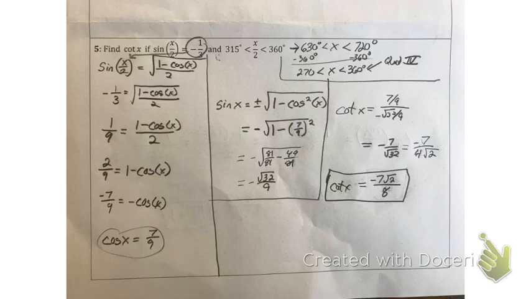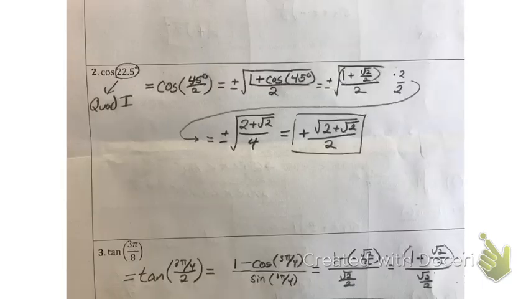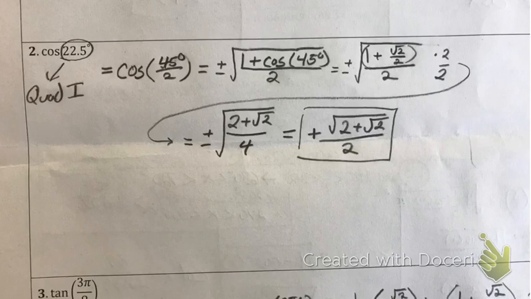Brian? Number 2. I just have a question about... yeah, I just don't know what I did wrong. Well, we should have written it as a half angle. And 22.5 is 45 divided by 2. You plug it into the only cosine one we have, which is the square root of 1 plus cosine 45 over 2.